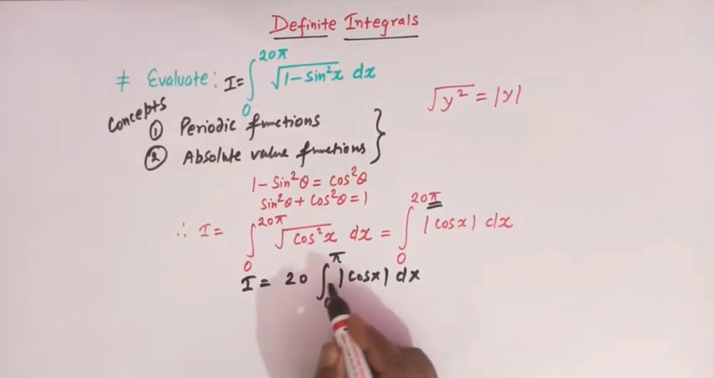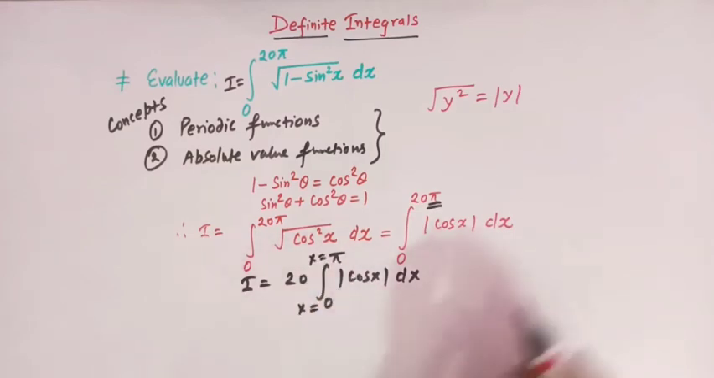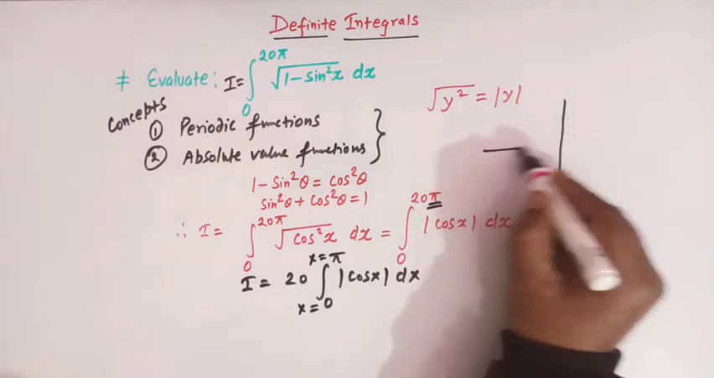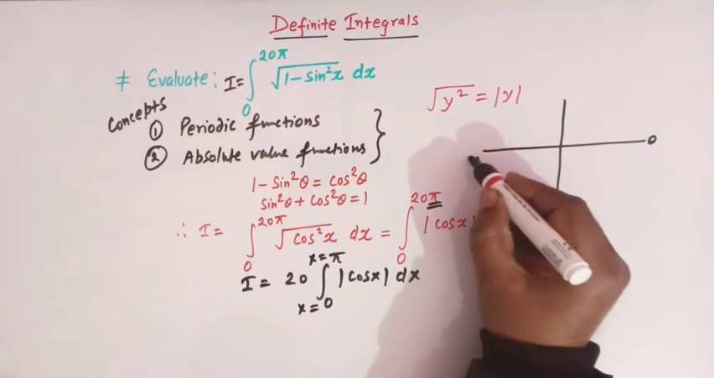Now let us concentrate on the limits. Here x varies from 0 to pi. So let us draw the quadrants here, and here we have 0 and here we have pi.